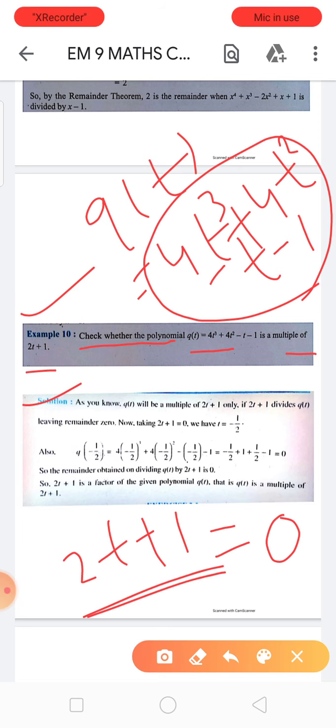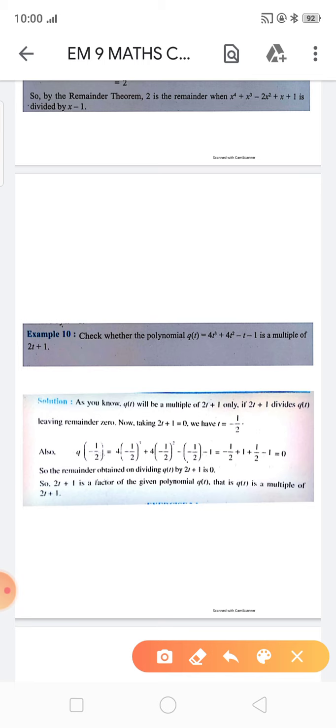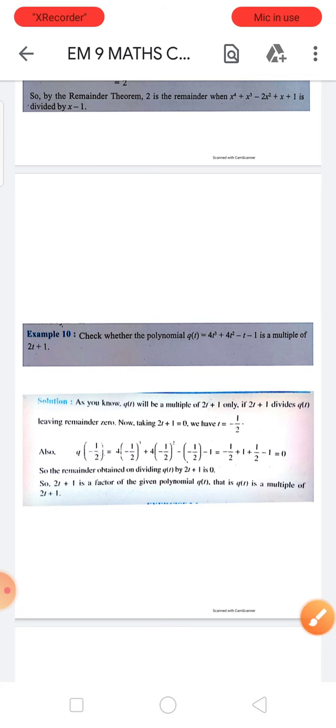As we know, q(t) will be a multiple of 2t + 1 if 2t + 1 divides q(t). If any number is a multiple of another number, then when we divide, it divides exactly. So q(t) divided by 2t + 1 should leave remainder 0.